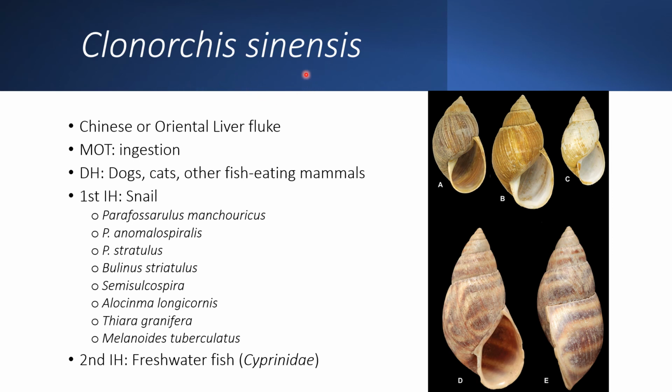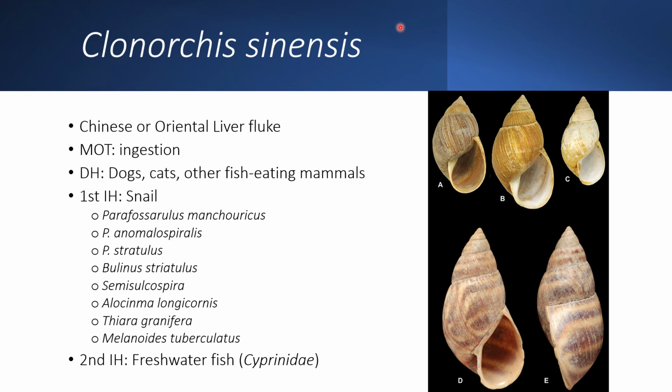Okay? So its mode of transmission is ingestion. Its definitive host dogs, cats, other fish-eating mammals, so included na ta ang humans. Then the first intermediate host, we have the snail. So for Clonorchis, it has actually, guys, 100 species of snails, but these are the common. So we have your Parafossarulus manchouricus, P. anomalus, P. spiralis, P. striatulus, Bulinus striatulus, Semisulcospira, also Alocinma longicornis, your Thiara granifera, your Melanoides tuberculatus.